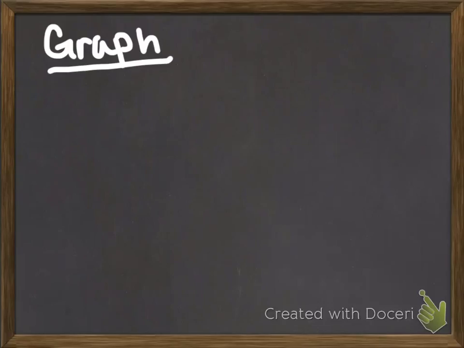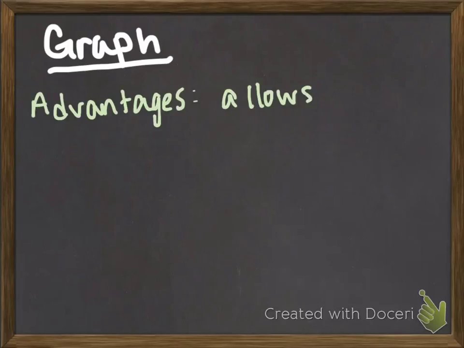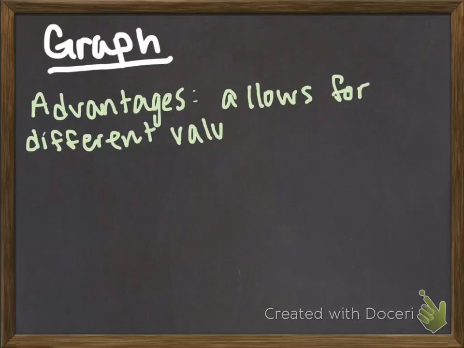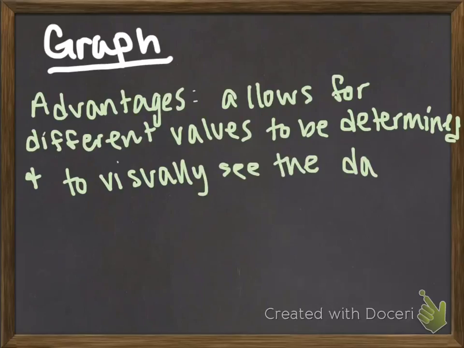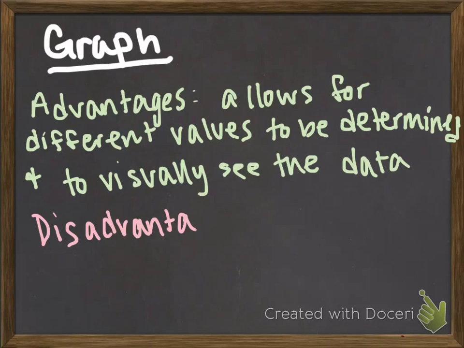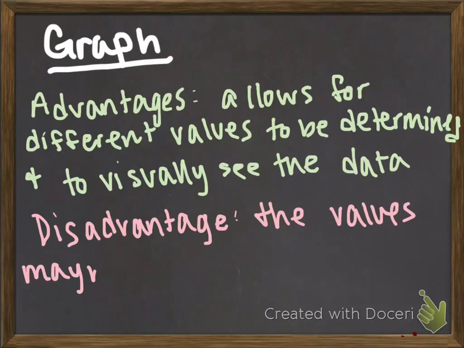The next one is a graph. The advantage of using a graph is that it allows for different values to be determined and to visually see the data. A graph kind of fixes those problems you have with the sentence and the table. The disadvantage is that the values may not be exact.